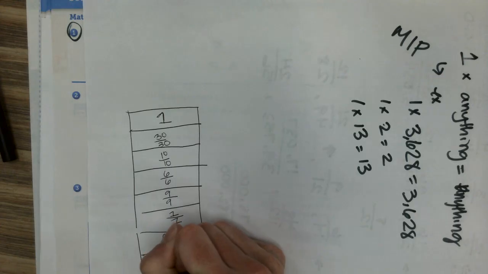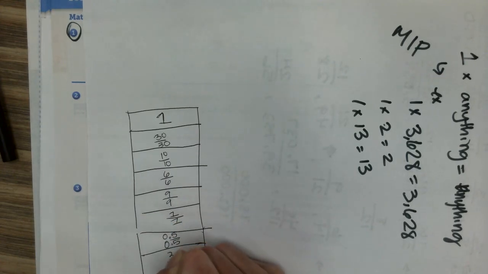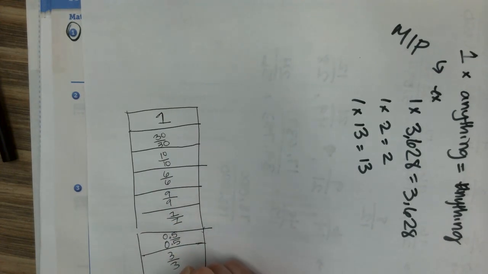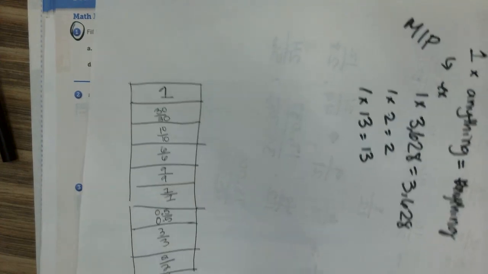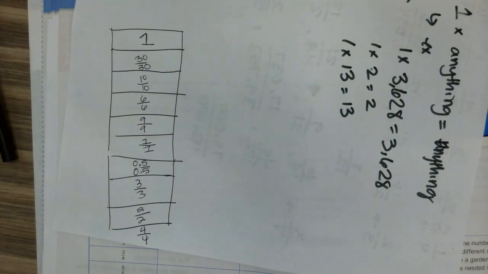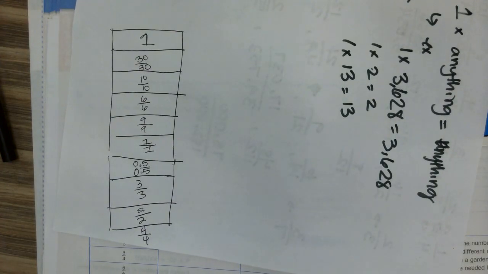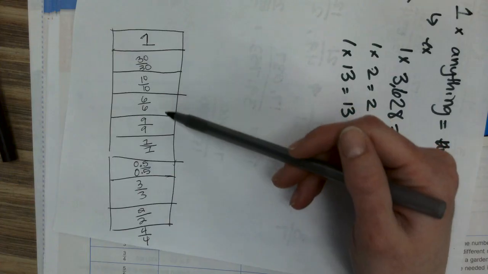Hey, I could keep going with 3 over 3. I could do 2 over 2. I could do 4 over 4. What do you notice about all of these fractions that I gave you? Alex, I need you to sit up, please. George. The numerator and denominator are the same. The numerator and denominator are the exact same.